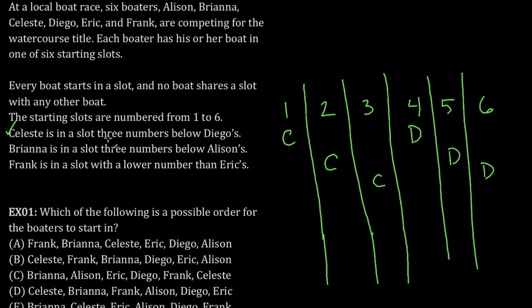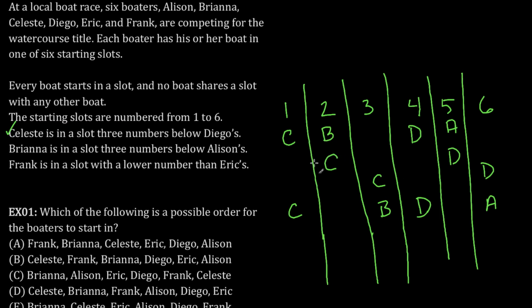Brianna is in a slot 3 numbers lower than Allison. So if Brianna's here, then Allison needs to be here. Now, we can't move on from this Celeste first scenario, because if we put Celeste and Diego here, Brianna doesn't have to go there. Brianna can go here. And then that means Allison would be here. We couldn't put Brianna over here because then Allison would be off.